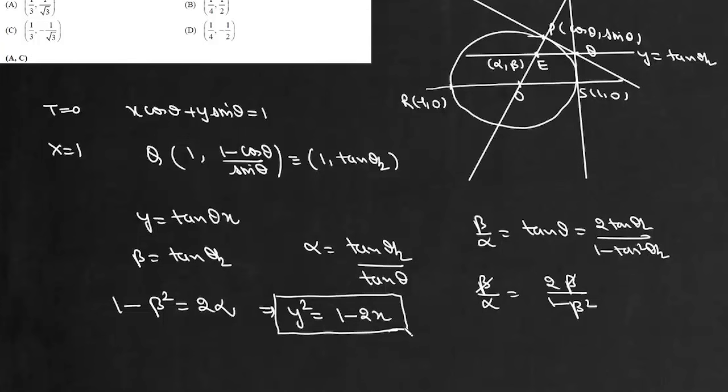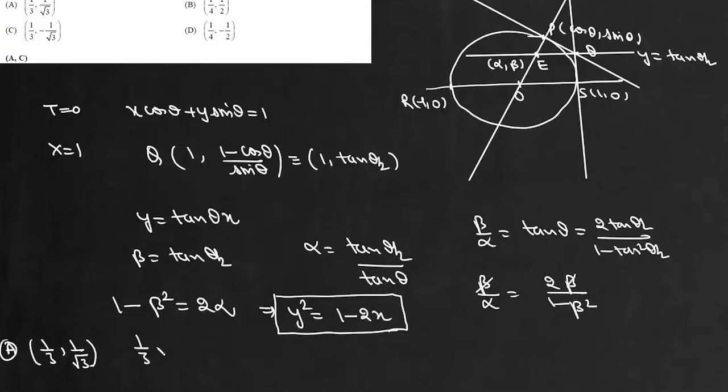Now it says which of the 4 points will lie on this parabola. Now we look at this point A. Its coordinate is 1 by 3, under root 1 by under root 3. So if we put y as 1 by root 3, this will be 1 by 3, and 1 minus 2 by 3.